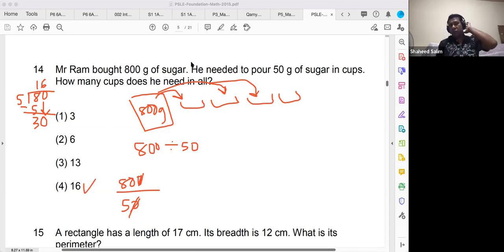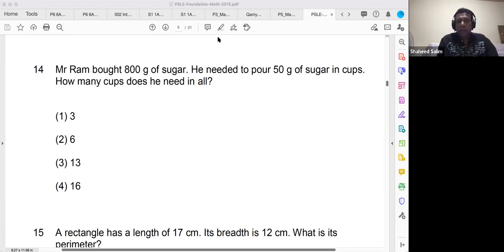Okay, I'm going to change the question, you try to do. Now he has, let's say, 500 grams of sugar. And each cup is going to pour 20 grams. So how many cups can we pour the sugar into? Can you try that?